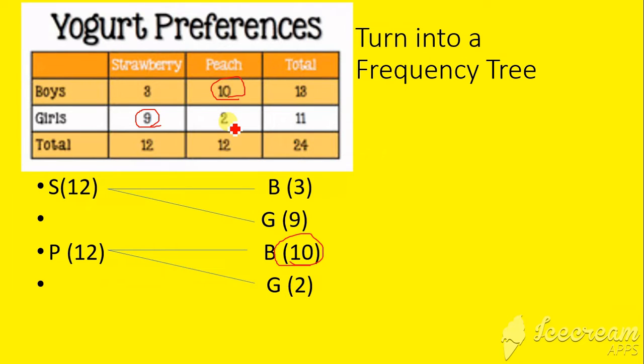Now remember, this is a frequency tree. This is not a probability tree. There's slight differences. But really, if you want to make this into a probability tree, all I really do is just put these at 24.